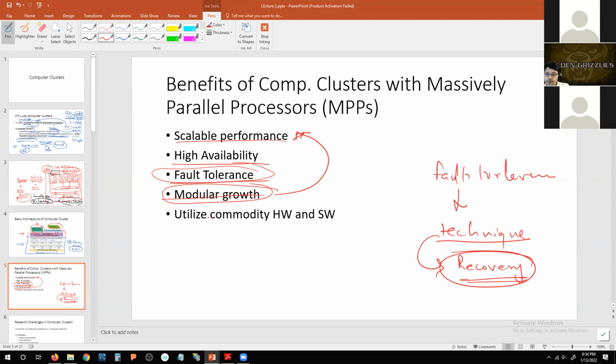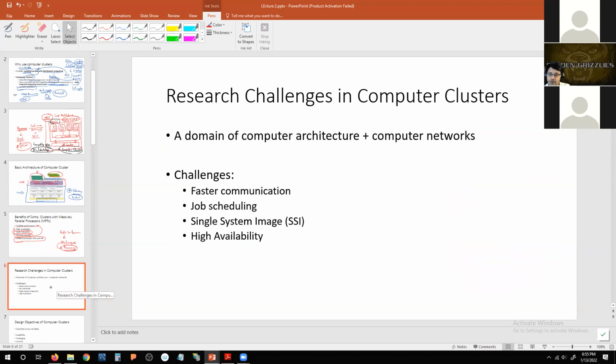And then the final piece of the puzzle in terms of the benefits is that we are actually utilizing commodity hardware and software, which makes all of these possible, which makes modular growth feasible, which feeds back into scalable processing, scalable performance. Scalable performance is going to enable high availability as well as fault tolerance. So there is kind of an interplay between these benefits. But these are not devoid of their own challenges, okay?